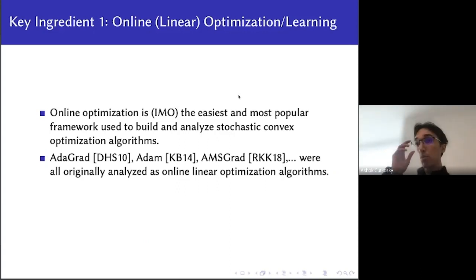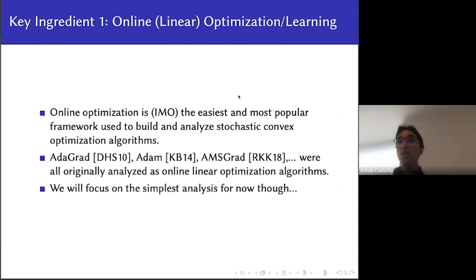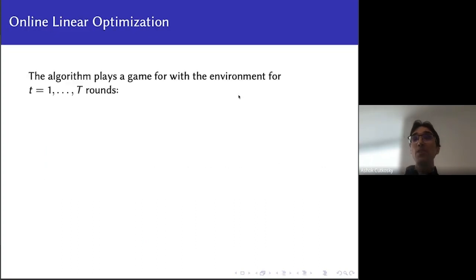And you don't have to just take my word for it. If you look at a lot of popular algorithms in practice, they were all originally built as online optimization algorithms. That's how they were originally analyzed. So we're not going to look at these complicated algorithms, though. We'll only talk about gradient descent, basically. And so what is online optimization?